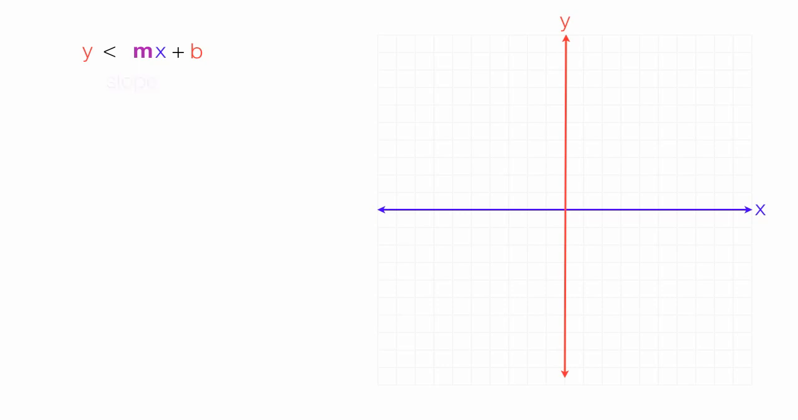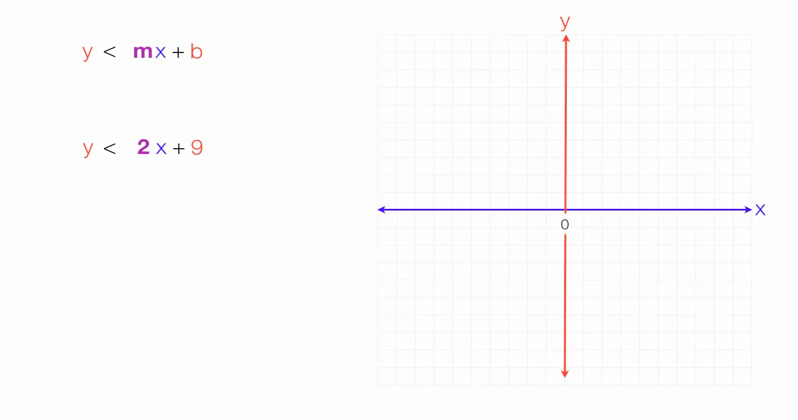The slope is the same, m. b represents the y-intercept. I'm going to graph the following equation: y is less than 2 times x plus 9. I'm going to use this equation for several examples too.